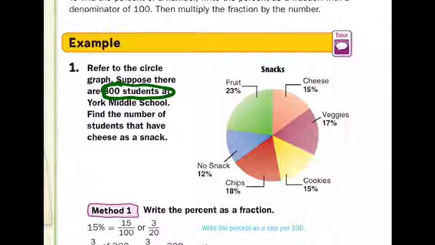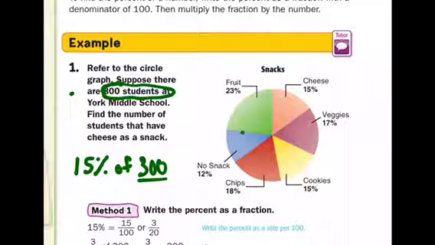So first, let's go over and look at our circle graph. Notice, for snacks, 15% of the students have cheese. So here's what the problem is going to mean for me. It means that I have to figure out what 15% of the 300 students is. Because remember, there are 300 students at the middle school.